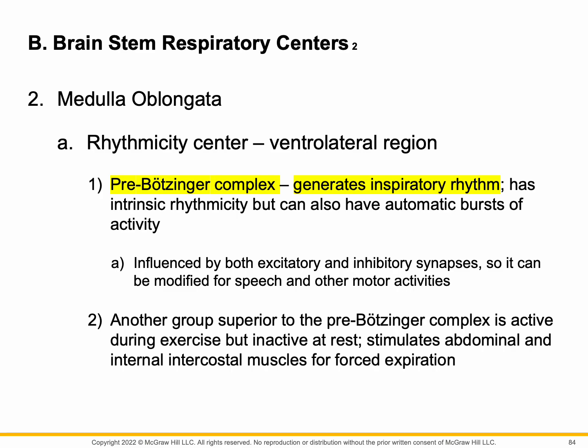There's another group superior to this pre-Botzinger complex that is active during exercise, but inactive when you're at rest. So it stimulates abdominal and internal intercostal muscles for forced expiration. These both are found in the ventrolateral region of the medulla oblongata, called the rhythmicity centers.